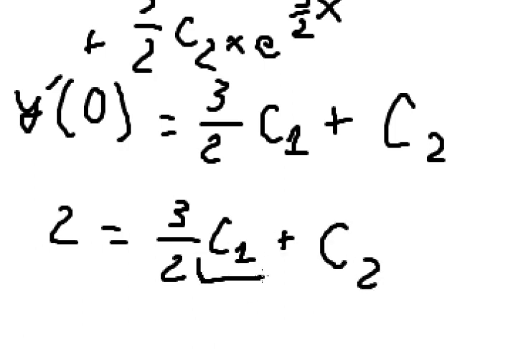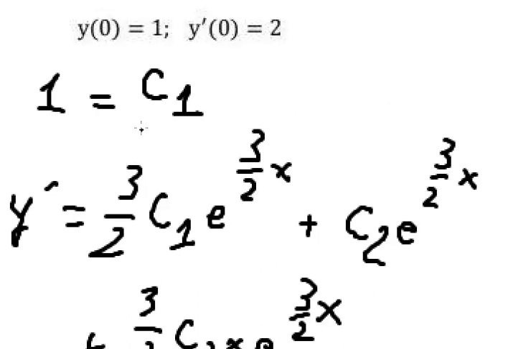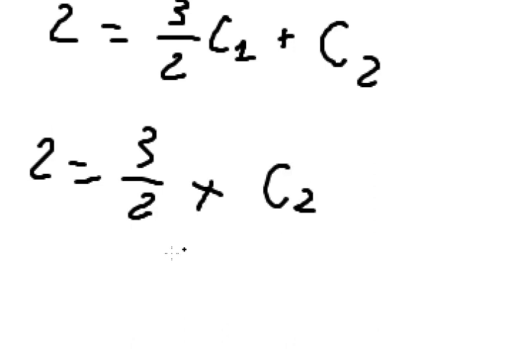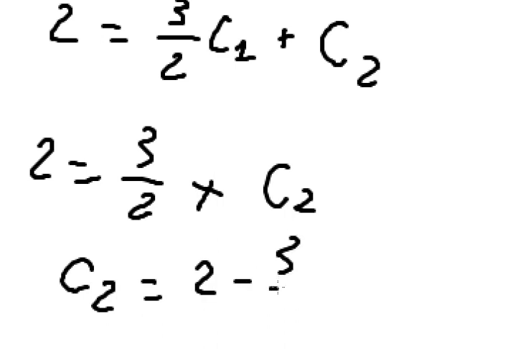And now we need to find c number 2. We know that c number 1 is 1. And we put this one to the left. And we got the final answer. That is 1 over 2.